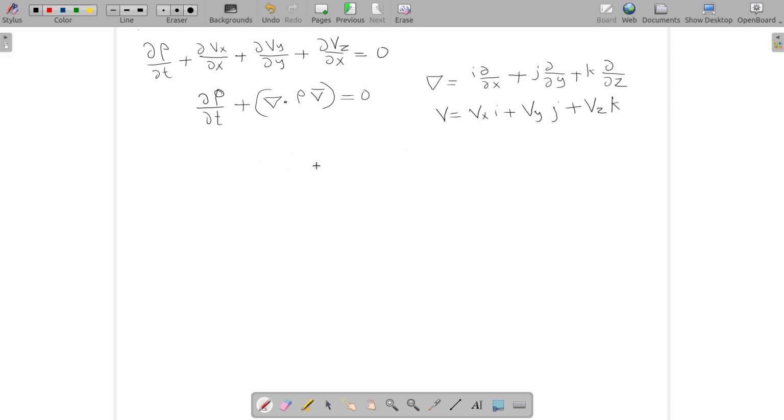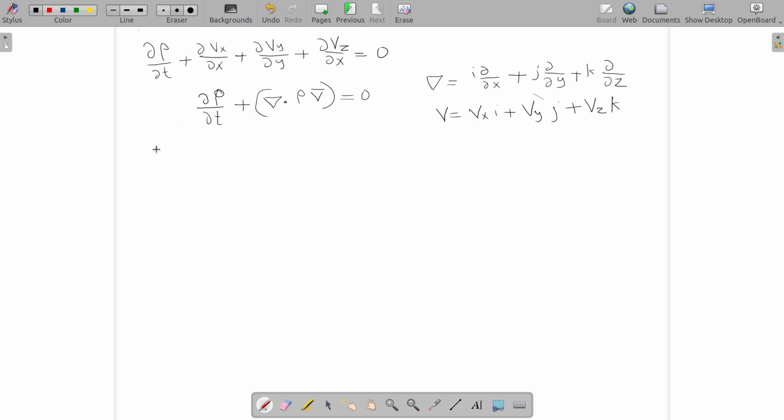If you take the dot product of it, you will get this equation. If you find the dot product of i with j, it will be 0, i with k, it will be 0, but i with i will be 1. So dou vx by dou x, dou vy by dou y, dou vz by dou z is equal to 0. So this is the vector notation of the mass conservation equation.